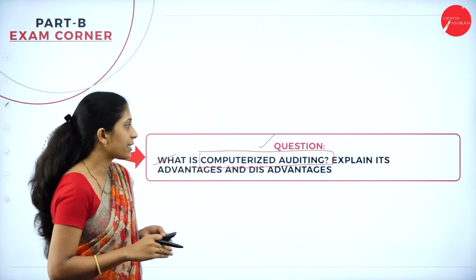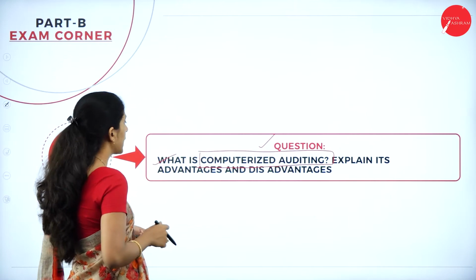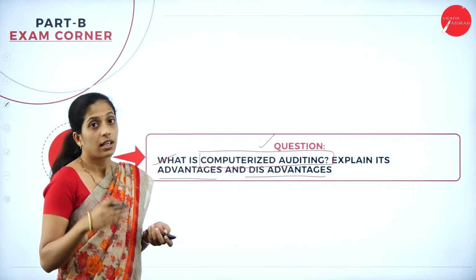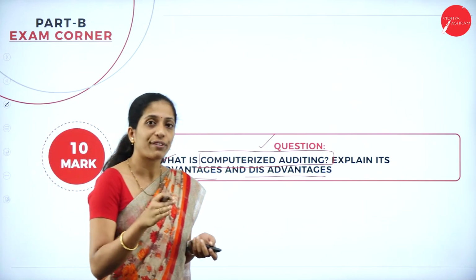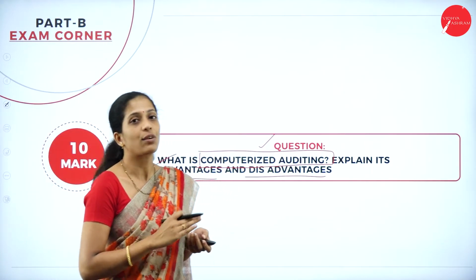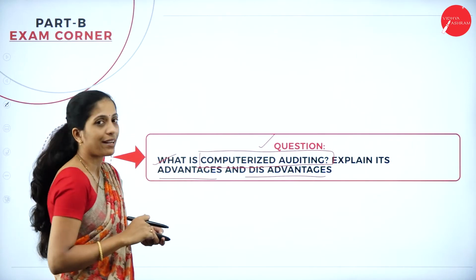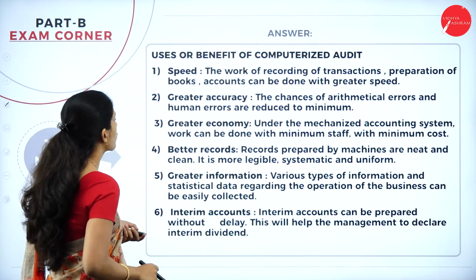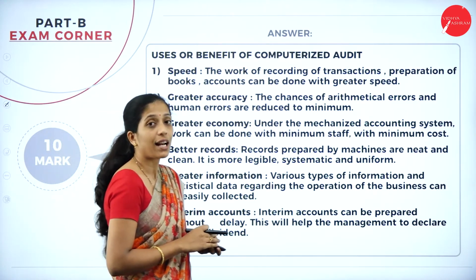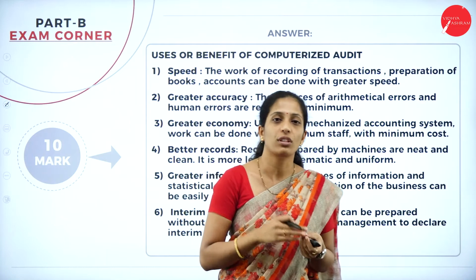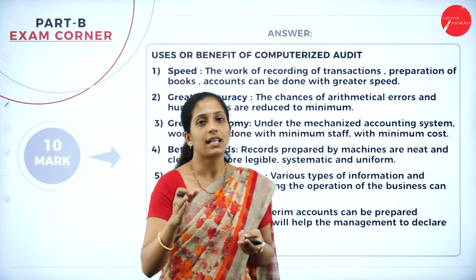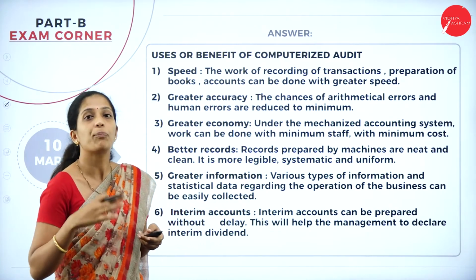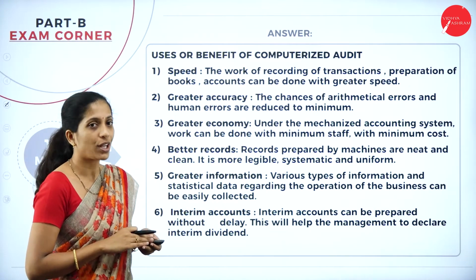That you can write here: what is computerized auditing, explain its advantages and disadvantages. Of course, even though there are certain advantages of computerized auditing, there are disadvantages also. So you have to write those advantages and disadvantages for 10 marks. First, write what computerized auditing is all about. Computerized auditing is nothing but the auditing which is conducted with the help of computers or computer software.